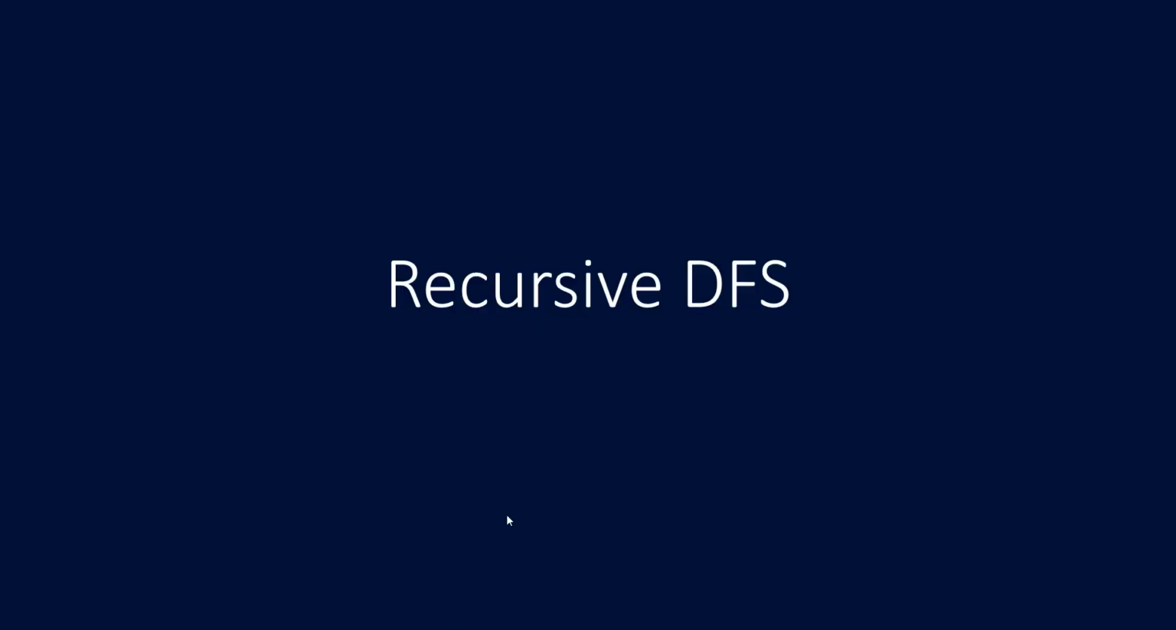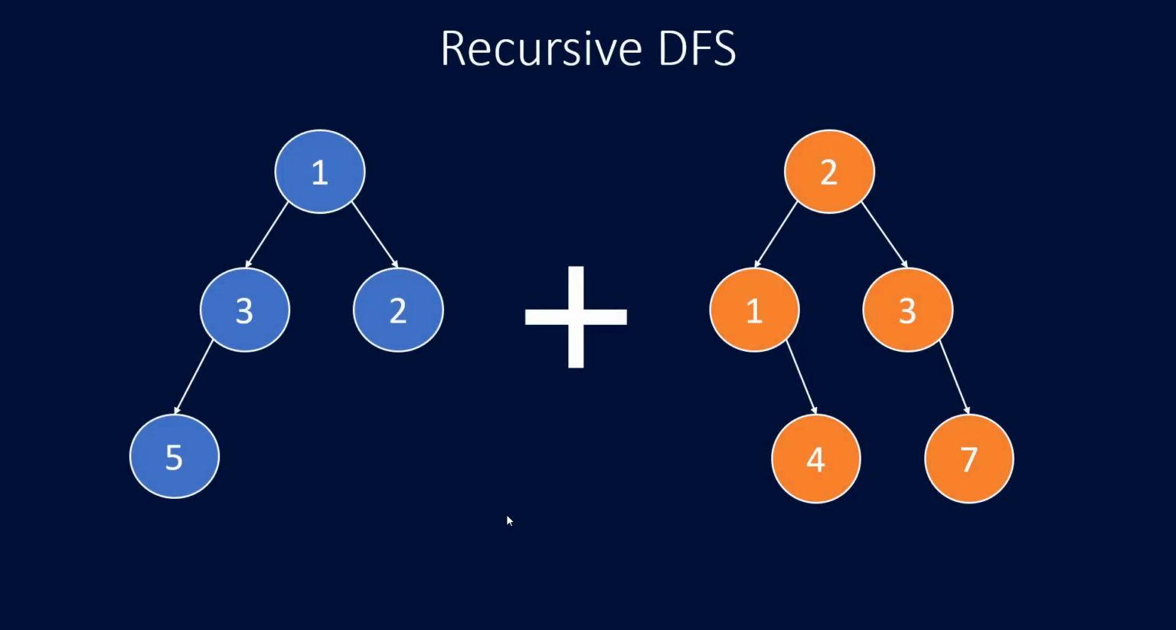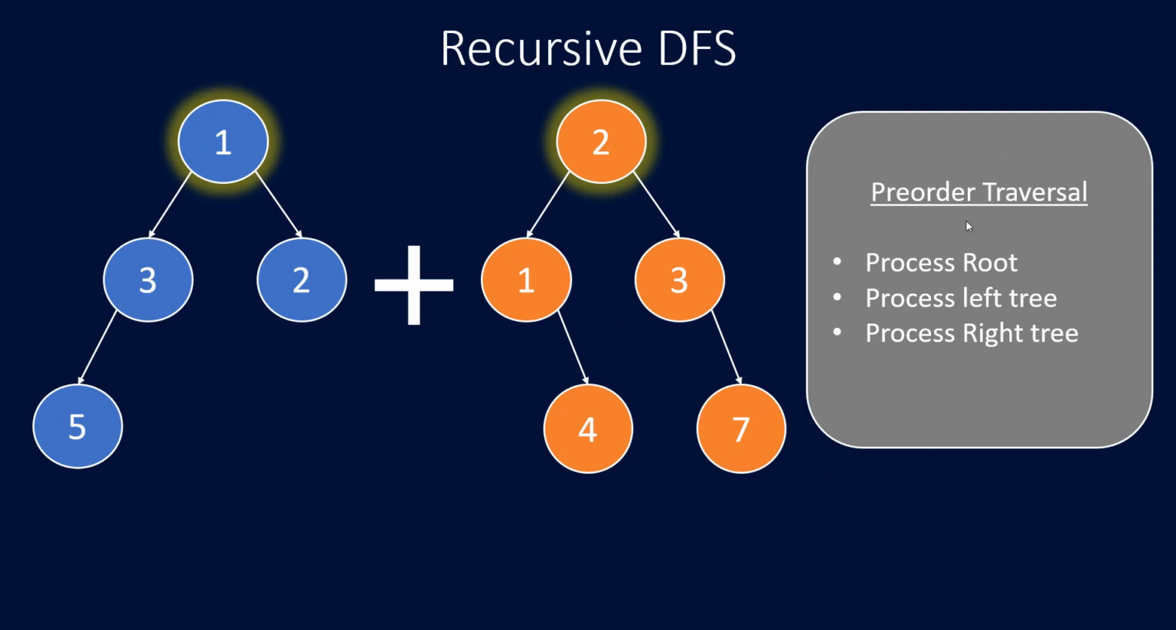So let's go through the first one, which is recursive DFS. In this we are going to use pre-order traversal and we are going to use the same example. So let's take these two trees and perform a merge on this. According to the pre-order traversal, we are going to take the root, process it, then recursively process the left tree and then recursively process the right tree. This is the basic pre-order traversal that we have already seen in our trees chapter. But let's go through it step by step over here.